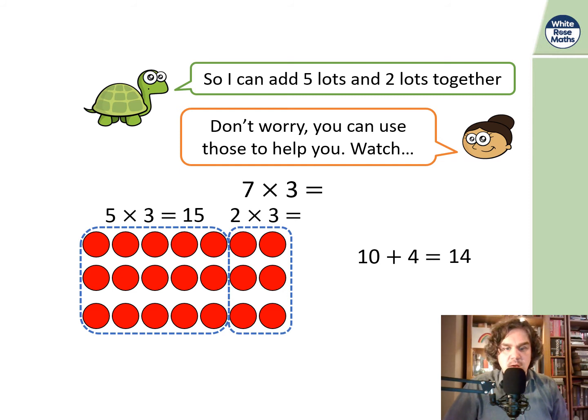Here we've got 2 lots of 3 now, and we know that 2 lots of 3 is 6. So to find 7 times 3, we can add 3 lots of 5, 15, to 3 lots of 6. 15 add 6 is 21. 7 times 3 is also 21. So we can partition to find the answer.